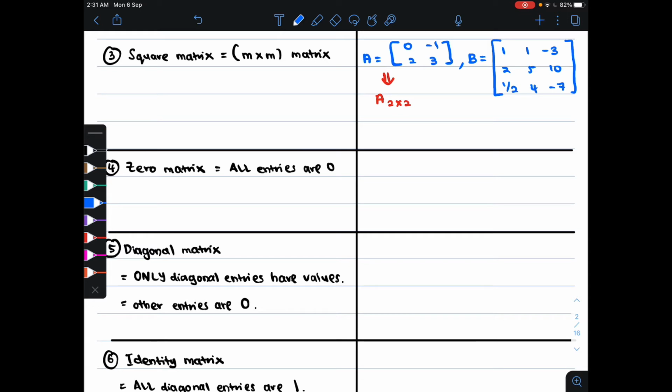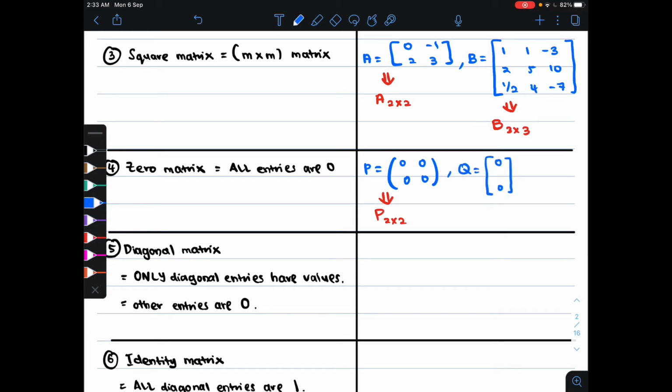So we can see that it has 3 rows and 3 columns. So we can write down B as a 3 by 3 matrix. The fourth matrix is called the zero matrix. So basically, kalau nama dia zero matrix, ini maksudnya semua entry dia adalah kosong. For example, this one, P is equal to 0, 0, 0, 0. And we know that P is a 2 by 2 matrix.